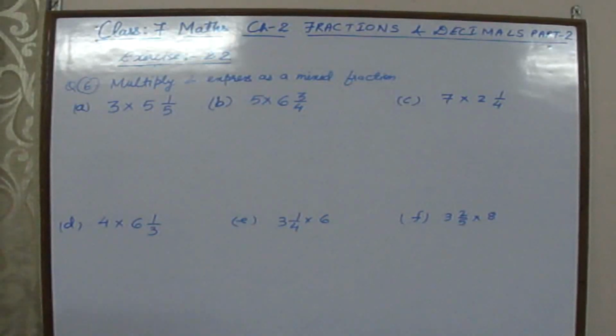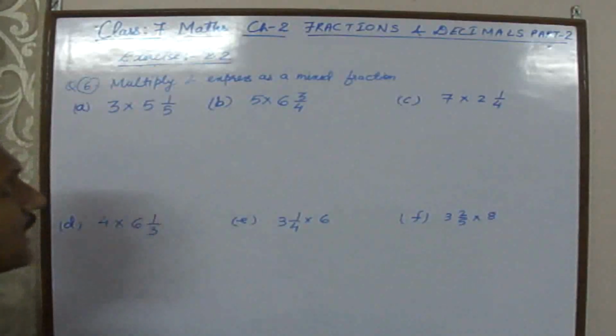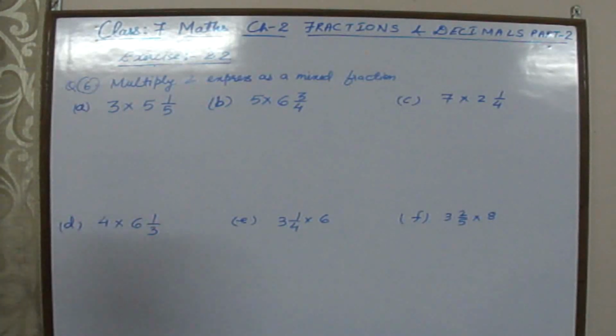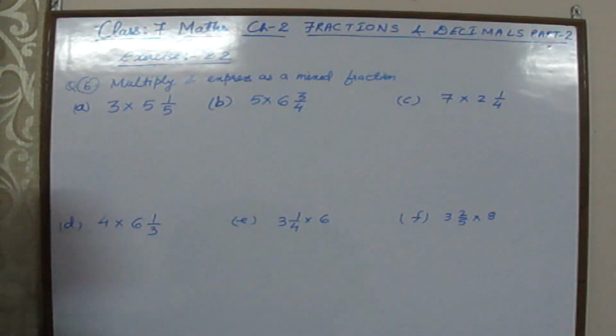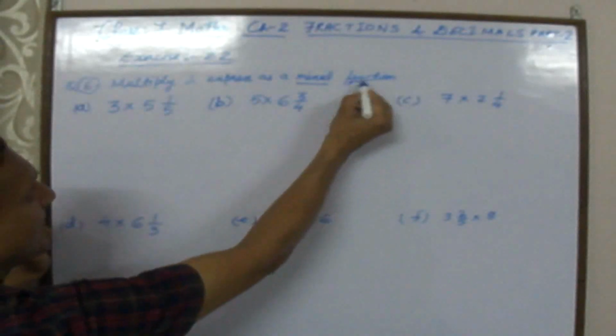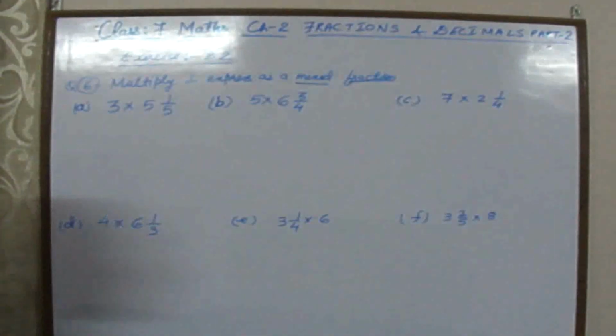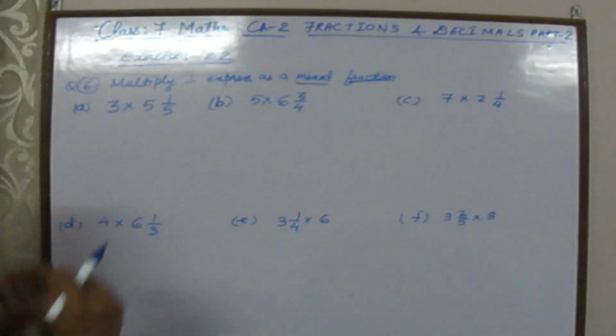Now let us do question number 6. Multiply and express as a mixed fraction. All questions are same, children, all questions are nearly same. Why do we have to convert to mixed fraction? Because whenever the product comes as an improper fraction, then only we can convert into mixed fraction. Otherwise we have to leave the answer as it is.